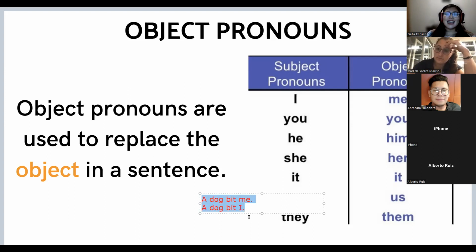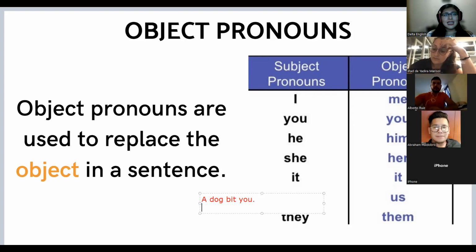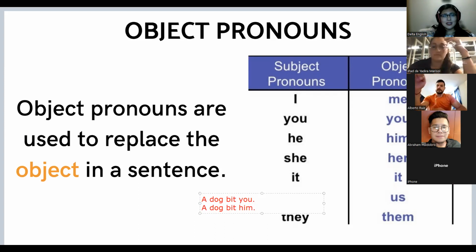You stays exactly the same. You doesn't change. So I could say a dog bit you, and that's fine. Un perro te mordió a ti. A dog bit you. It stays the same. He is going to change a little bit. Instead of he, this time we're going to use him. So I'm not going to say a dog bit he. Instead, I'm going to say a dog bit him. He is the one receiving the bite, so he turns to him.